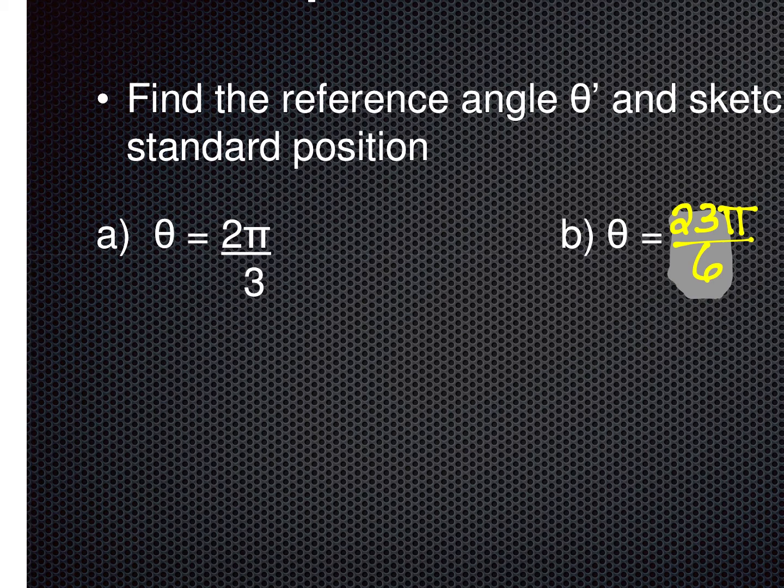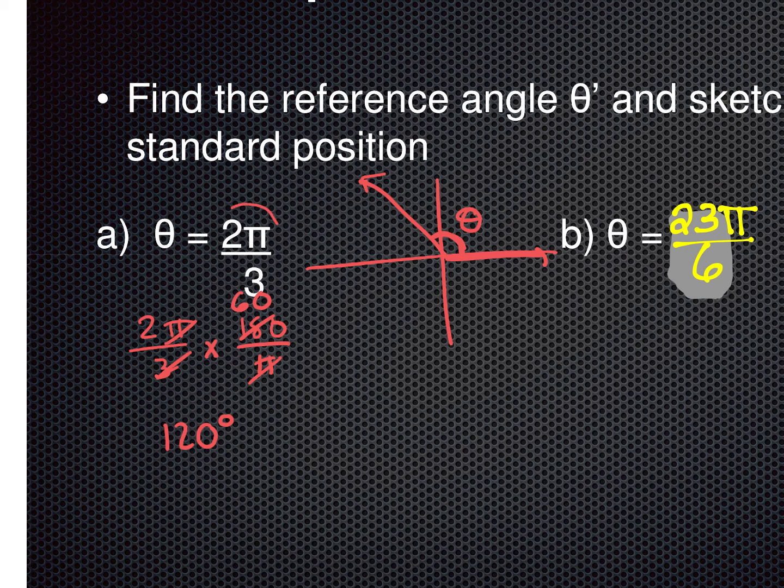So how can I tell where 2 pi over 3 is, what quadrant it's in? I can convert it. So 2 pi over 3, how do I convert to degrees? 180 over pi, so the pi's cancel, 3 goes into 180 60 times, so this would be 120 degrees. So what quadrant is 120 degrees in? The second one. So 120 degrees would be here. So this angle from the initial side to the terminal side is my theta. 120. Or theta is 2 pi over 3.